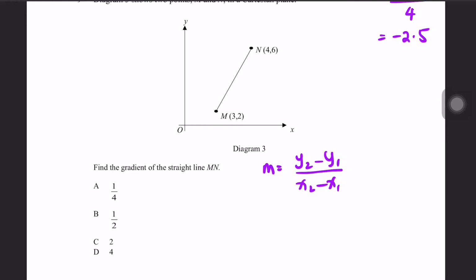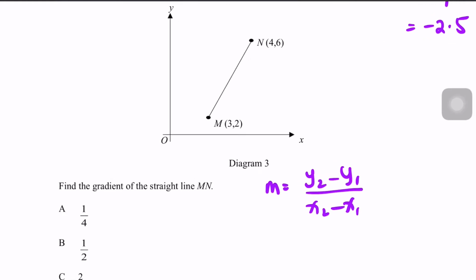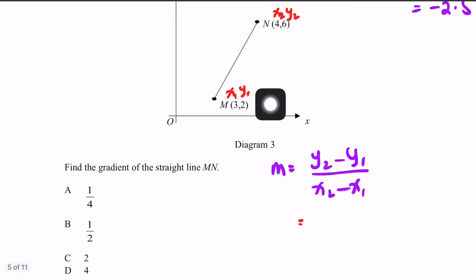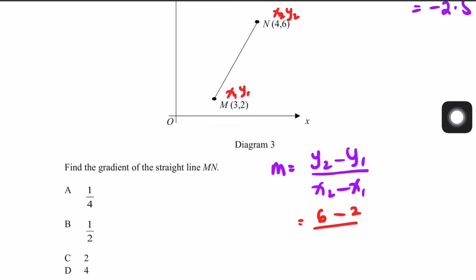Before we calculate our distance, we label our point. You can label it as you like. So for me, I take this as x2 y2, this as x1 y1. So we substitute the value of the points into our formula. So we have 6 minus 2 divided by 4 minus 3. So 6 minus 2 is 4. 4 minus 3 is 1. So our answer is 4.